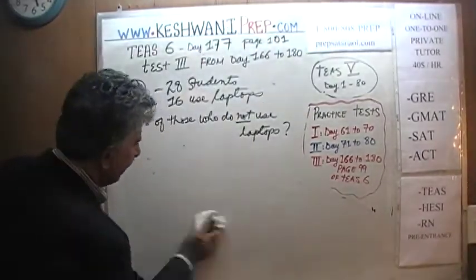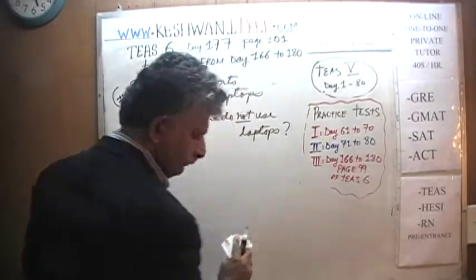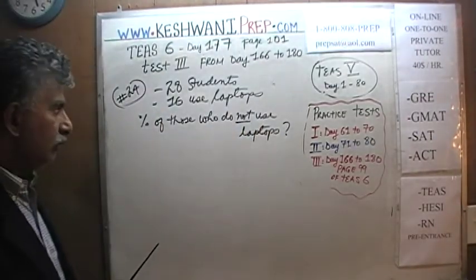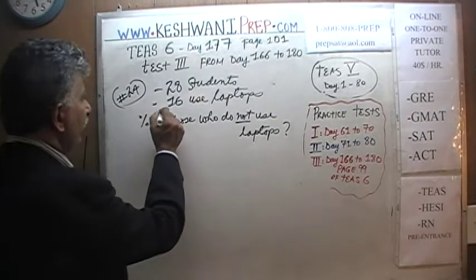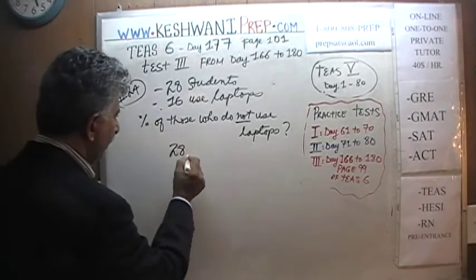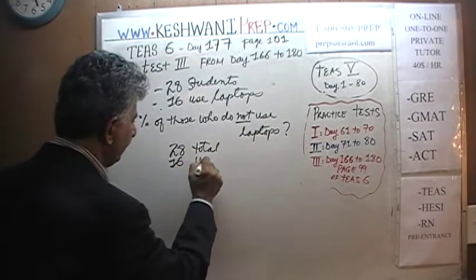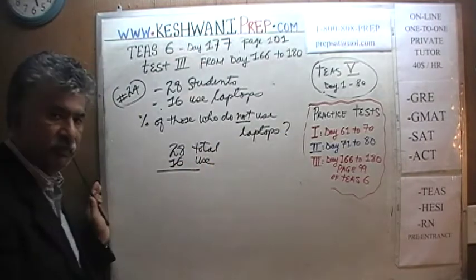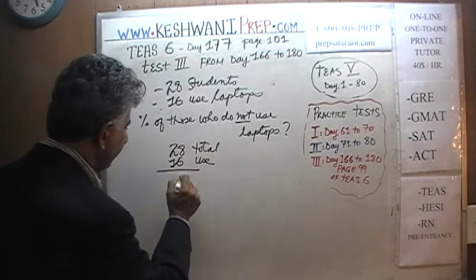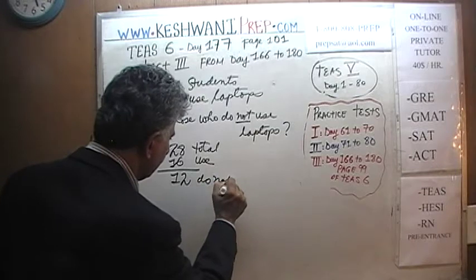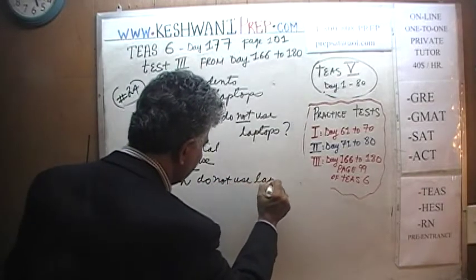The first thing you have to figure out is, how many people are there in the class who do not use laptops? Well, 28 people are the total. We just subtract the 16 people who use it, and we'll have the people who don't use it. 8 minus 6 is 2, and 1 minus 4 is just 1. So 12 do not use laptops.